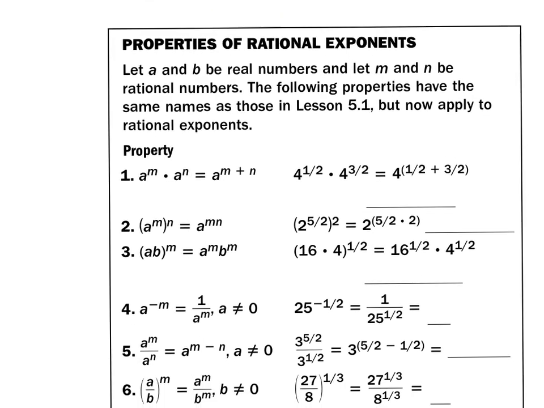So properties of rational exponents. If we have the same base, we can add the exponents and put them together. And we can use that with whole numbers or with fractions. So these are the same thing that we learned back in chapter 5. We're just using it with the fractions now.